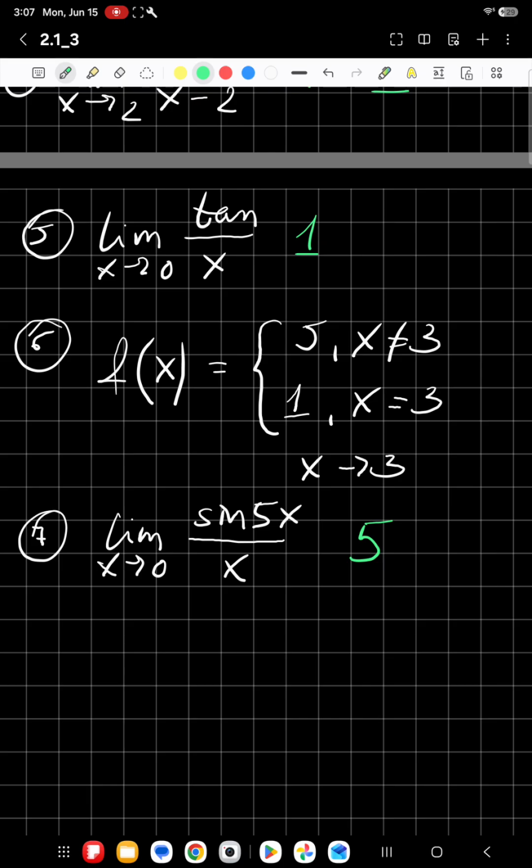Alright, so that's the end of section 2.1, I think. I hope. Just double check.